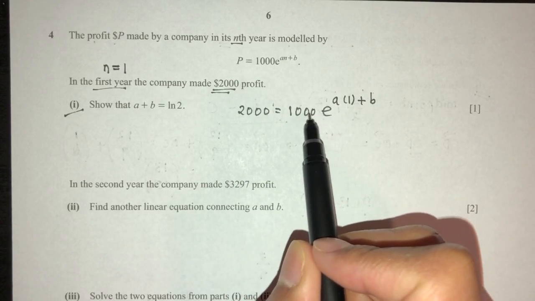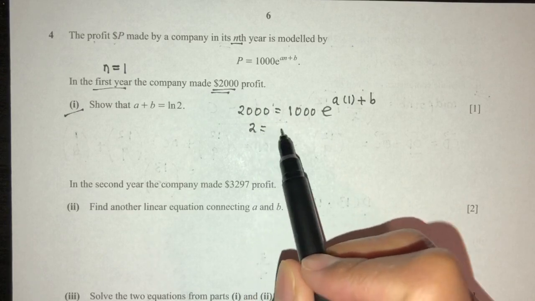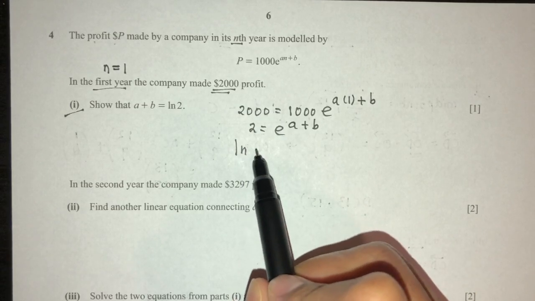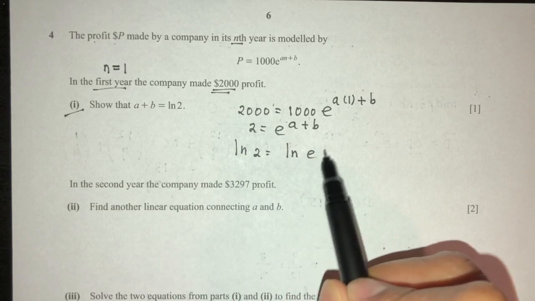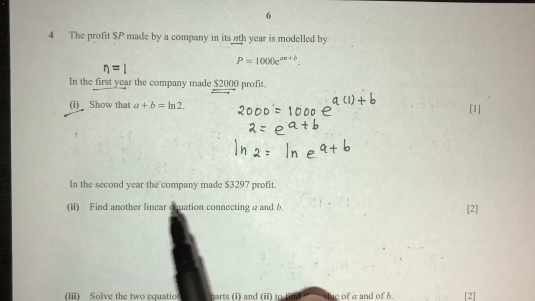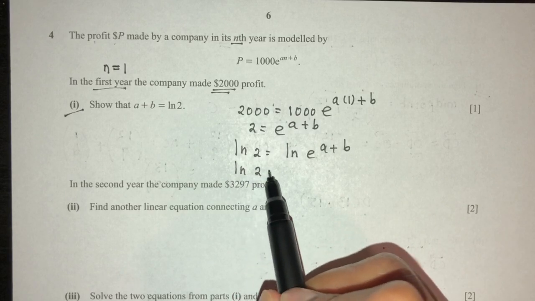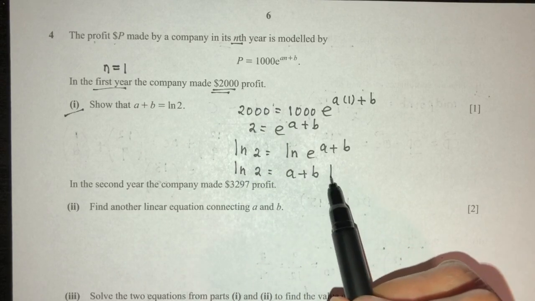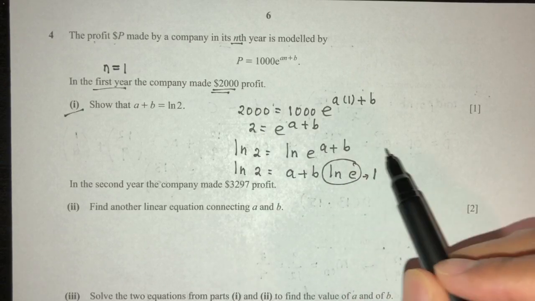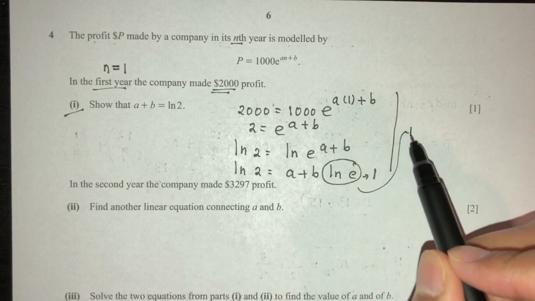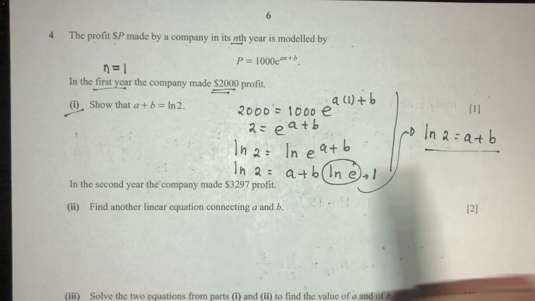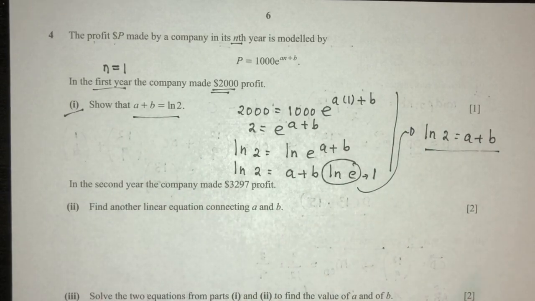We divide by 1,000. You will have 2 equal to e to the power a plus b. Now if you apply ln on both sides, that will be ln 2 equals a plus b. Next step, if you simplify this, that will be ln 2 equal to (a plus b) ln e. Now ln e is equal to 1. So that will become ln 2 equal to a plus b. This is the same as this, shown as required.